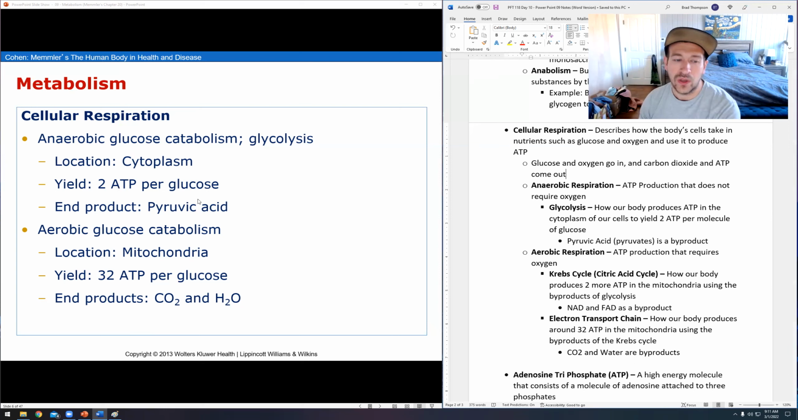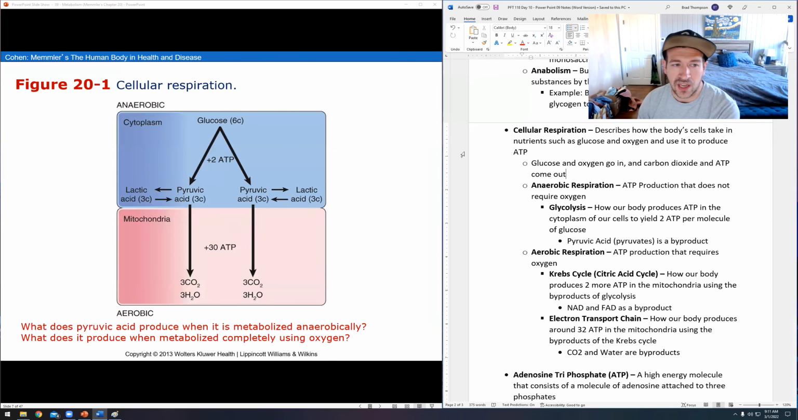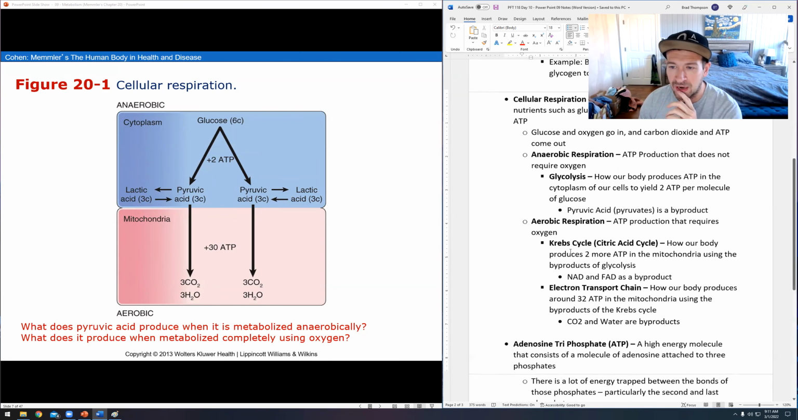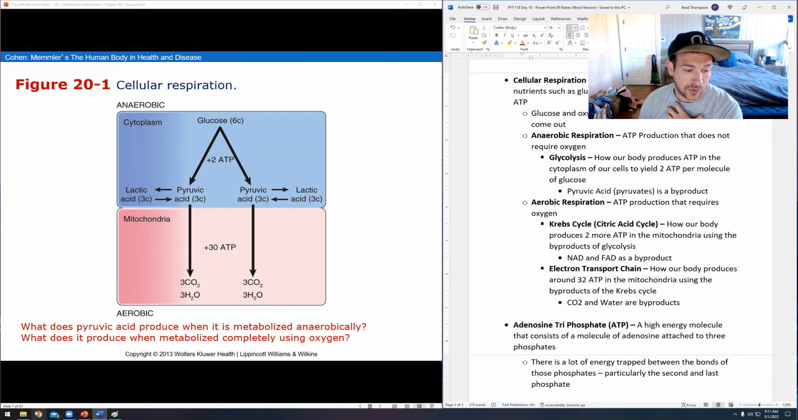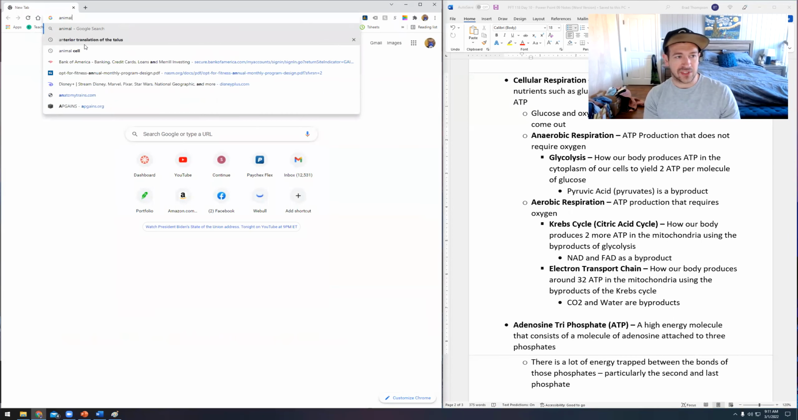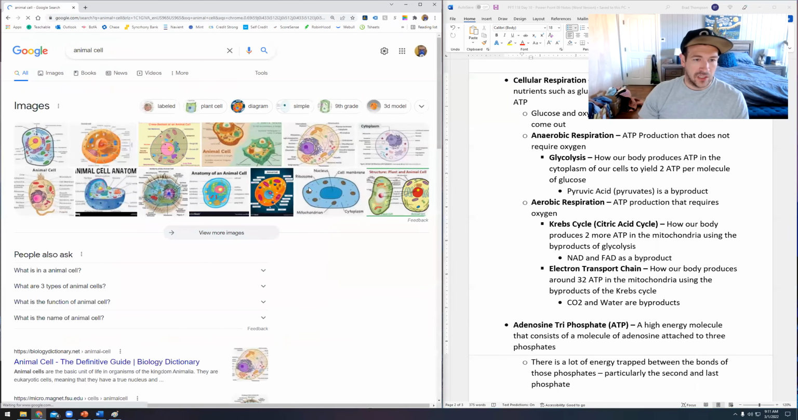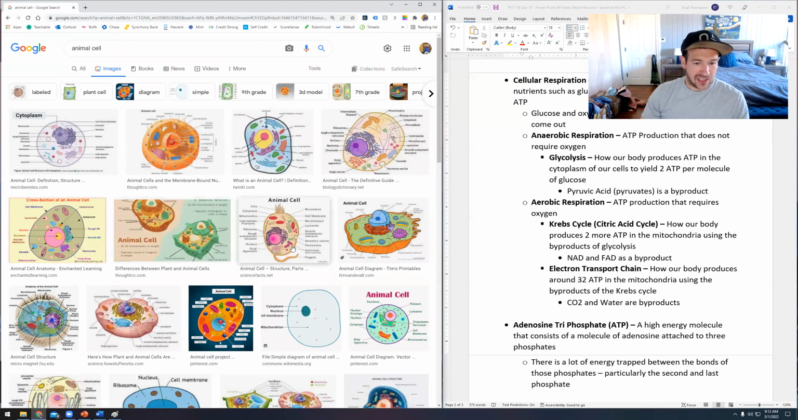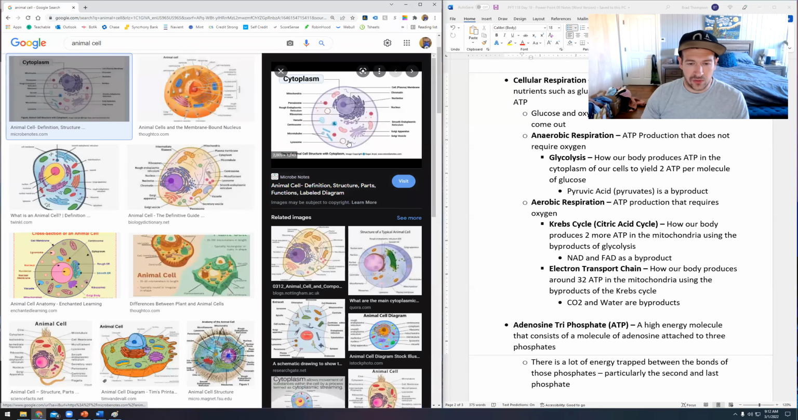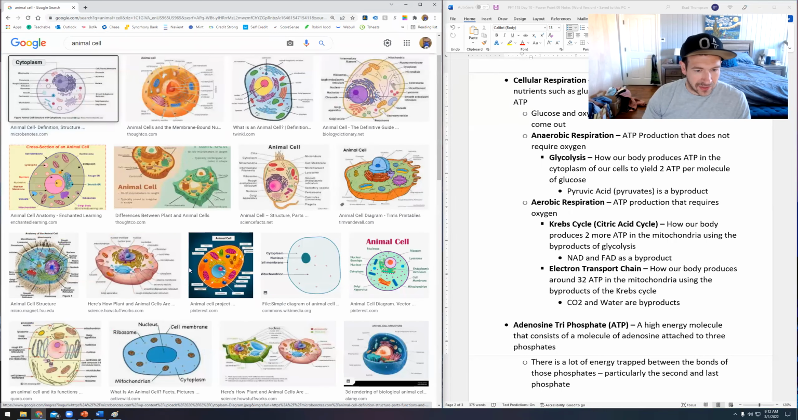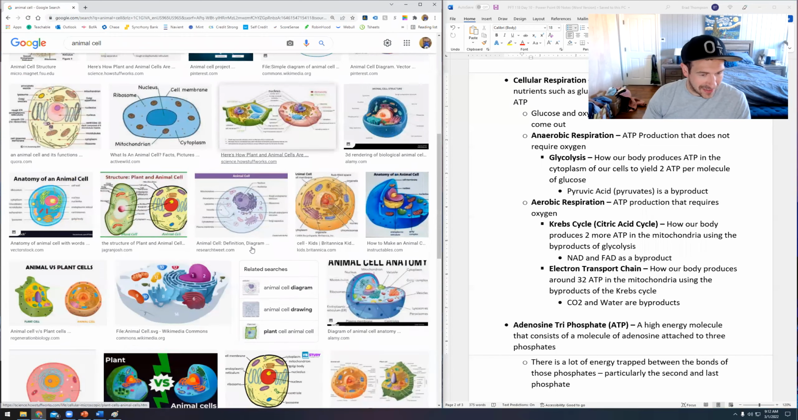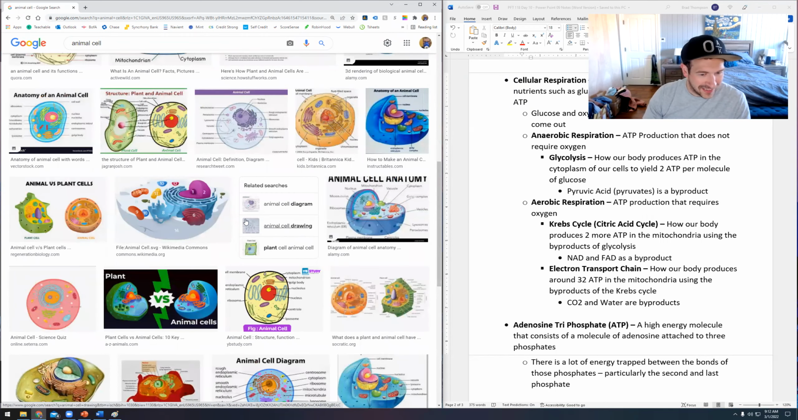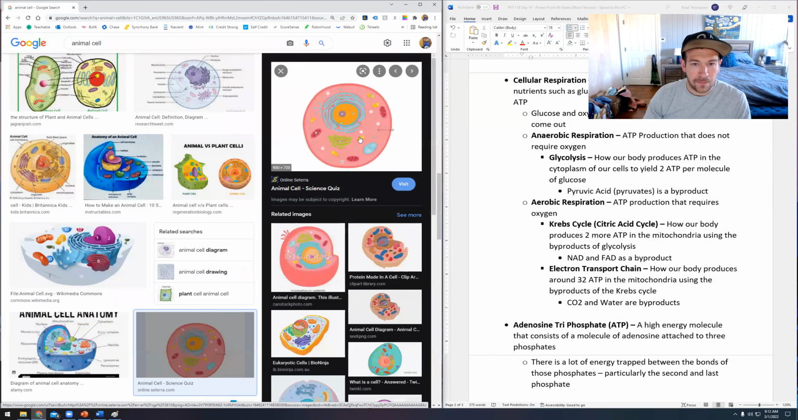So like I said, we've got two major forms of energy production. You are going to have the aerobic and anaerobic processes, right? So we're going to look at anaerobic respiration first. Now, if we look at an animal cell, just your classic sort of biology cell here. I want a really basic one without all the stuff. There we go.